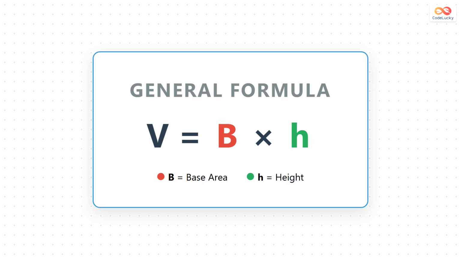Here is the magic formula for finding the volume of any prism. Volume equals capital B times H. In this formula, capital B stands for the area of the base, and H stands for the height of the prism. It is that simple.